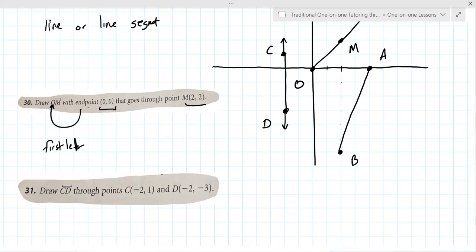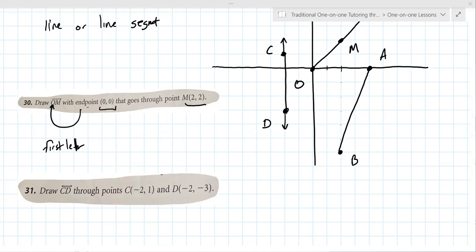Any questions on that? No, nothing. Okay, and then C is going to be negative 2, 1, and D is negative 2, negative 3. That's right. And that is where you get yourself a line segment.